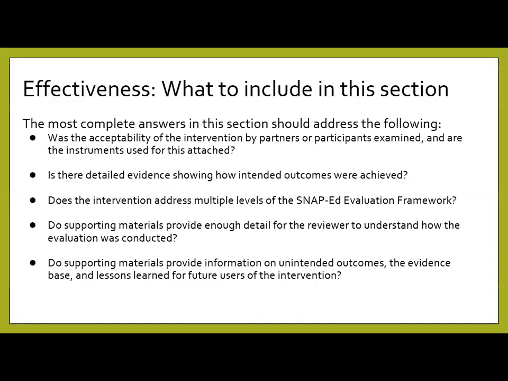So the effectiveness section of the submission form is the most extensive in terms of questions and content to share about your intervention. So it will be important here to include enough detail to help the reviewer understand aspects of effectiveness, such as how intended outcomes were achieved and how the evaluation was conducted. And including relevant attachments that support these pieces is strongly recommended. You'll want to work to give the reviewers all the evidence needed for them to look at the impact of your intervention on the intended outcomes.